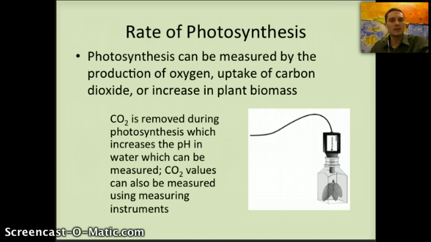We can also measure it by the uptake of carbon dioxide. During photosynthesis, CO2 is removed from the environment, and that's used in order to create the sugars. The removal of that from a system can be measured in a couple of different ways. One would be increases in pH, which can be measured in water. And then we can also do the same as we did with oxygen. We can measure CO2 values by using probe, like Vernier probe type software and instruments, to make digital measurements of that.